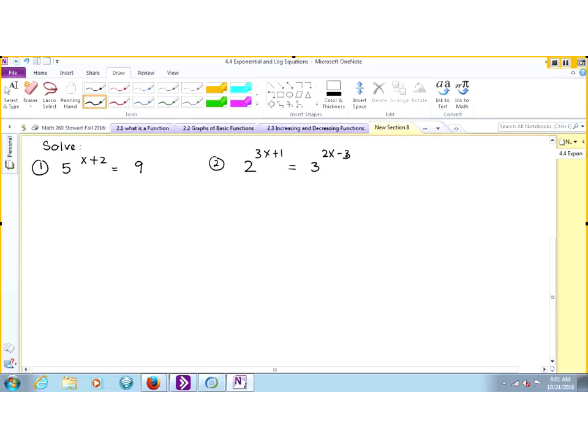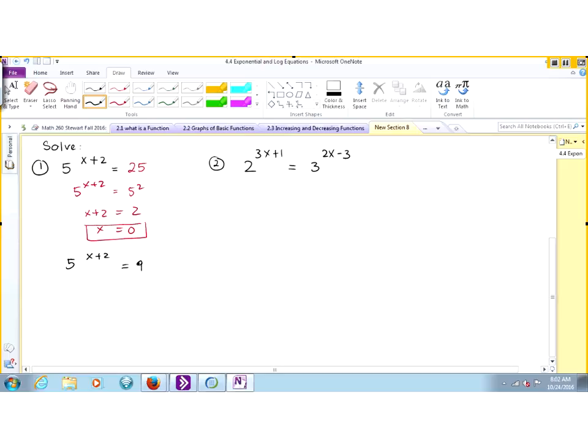Now, first of all, can we write 5 and 9 using the same base? No. So, if, for example, instead of 9, these were 25, what would you do? So this is equal to 5 squared, isn't it? So then you will have x plus 2 is equal to 2, so x is equal to 0, yes. But it wasn't, so I'm going to write it again.